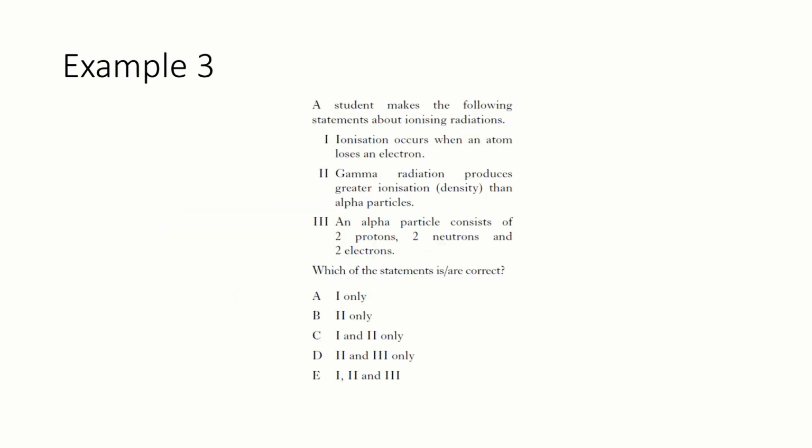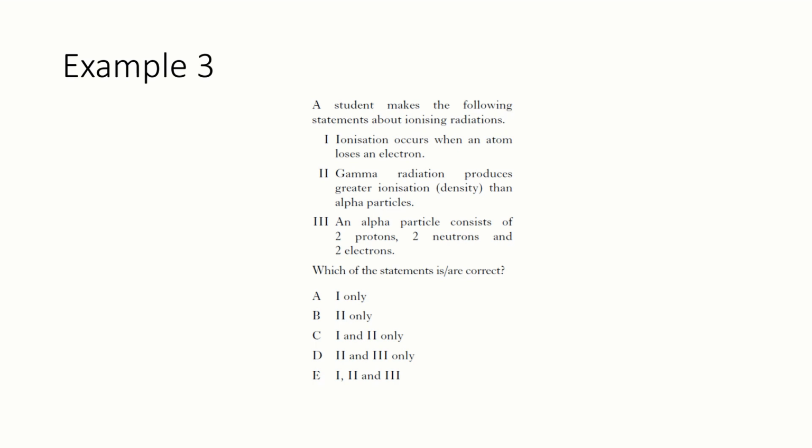And on to the final example. A student makes the following statements about ionising radiations. Pause the video, read the 3 statements and decide which answer is correct. So let's go through the 3 statements one by one. First one, ionisation occurs when an atom loses an electron. That's true. Ionisation is when an atom loses or gains an electron, but yeah, loses an electron, that's true.